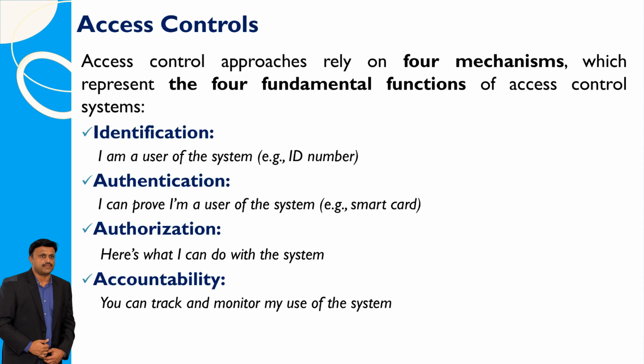Access control systems are built on four fundamental mechanisms, each serving a distinct function. Identification, where users are recognized within the system by factors like ID numbers. Authentication, allowing users to verify their identity through methods like smart cards. Authorization, dictating the actions users are permitted to undertake within the system. And accountability, enabling tracking and monitoring of user activities within the system.